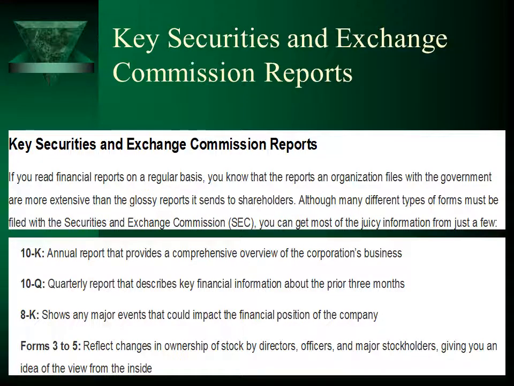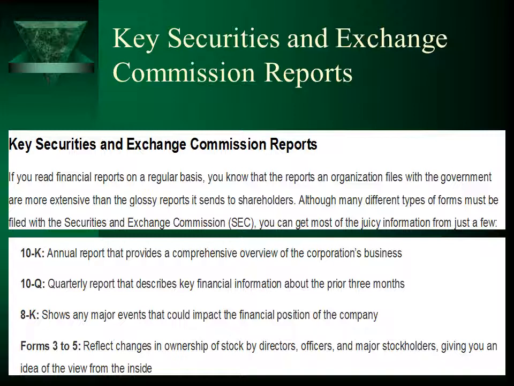Now, the key Securities and Exchange Commission reports are required for any company that has more than $10 million of assets, or that has more than 500 owners that have an equity stake in a particular organization, whether that company is private or public. Now, there are several different types of reports that must be filed with the Securities and Exchange Commission. One is a 10K report. That is the annual report.